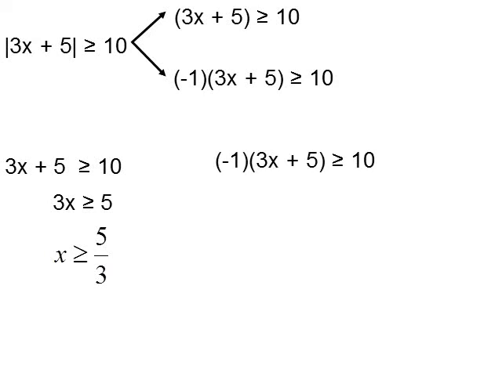Negative 1 times 3x plus 5. We distribute the negative 1. We get negative 3x minus 5 is greater than or equal to 10. Add 5. I get negative 3x greater than or equal to 15. Divide by negative 3. And remember that when you divide by a negative number, you flip the sign. So we have x is less than or equal to negative 5.